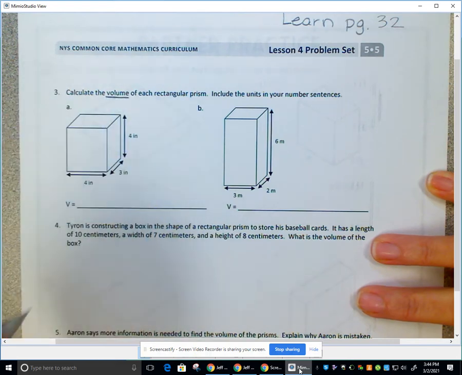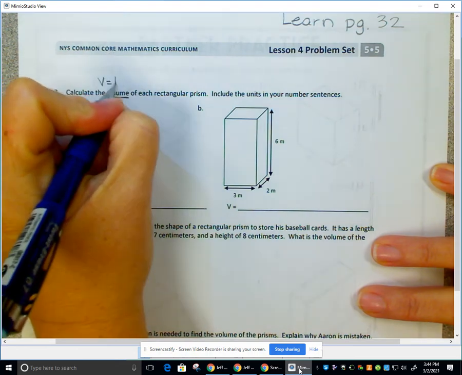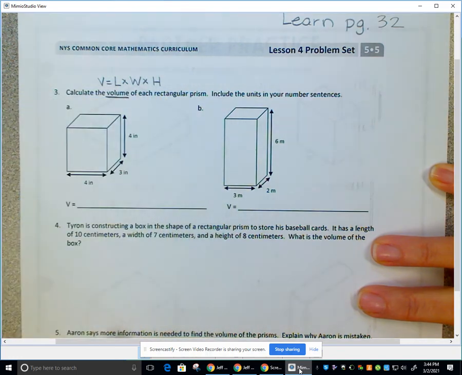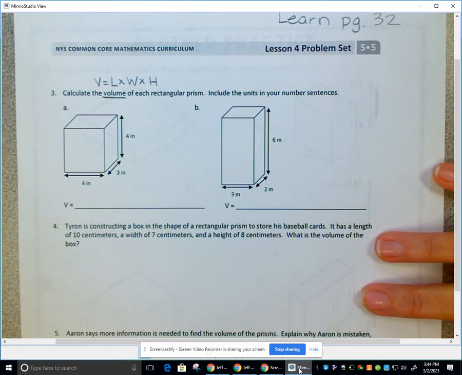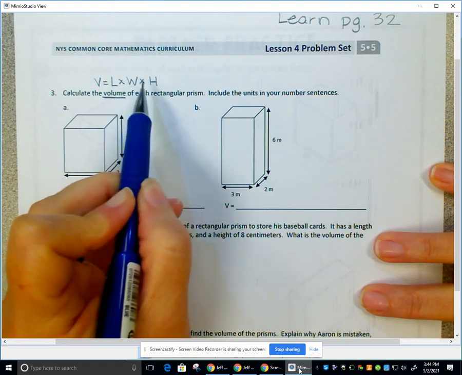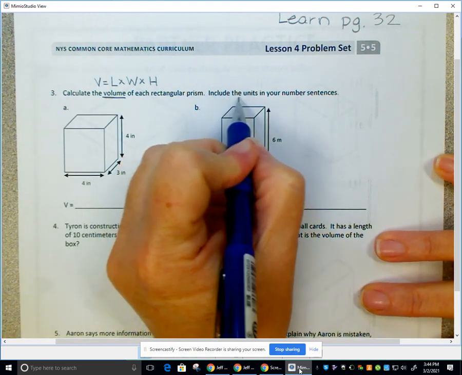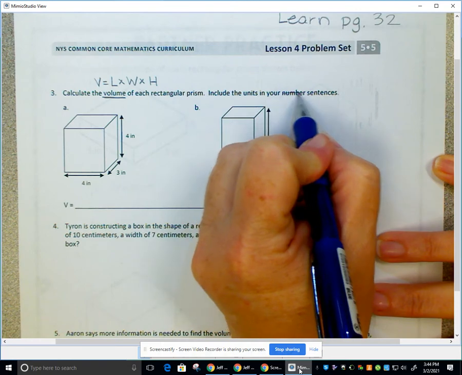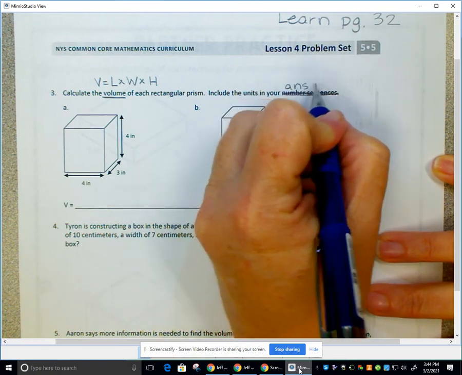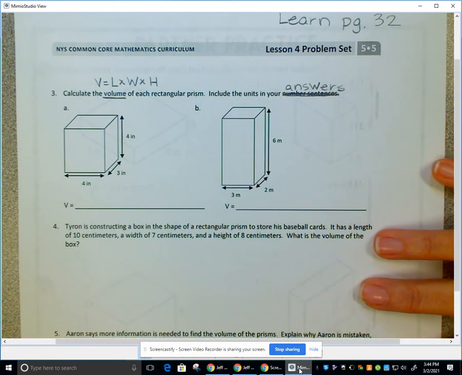There's that word. And every time you see the word volume, I want you to think volume equals length times width times height. Always keep that in mind. When you enter that formula in, that's your cheat sheet to label the dimensions and solve the volume. It says include the units in your number sentence. Instead of include the units in your number sentences, we want to include the units in our answers. We're just doing something a little different.